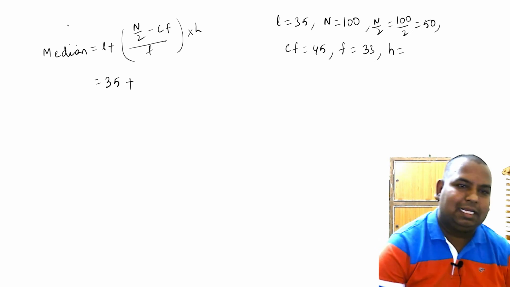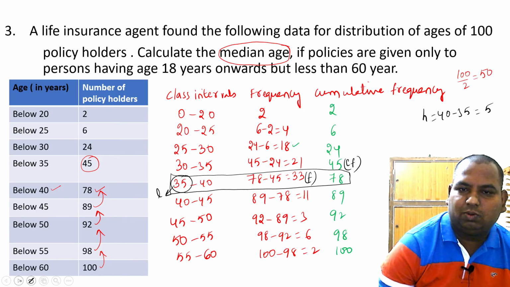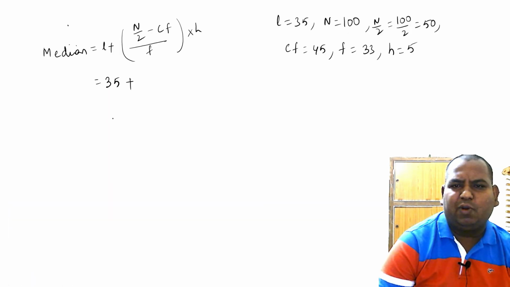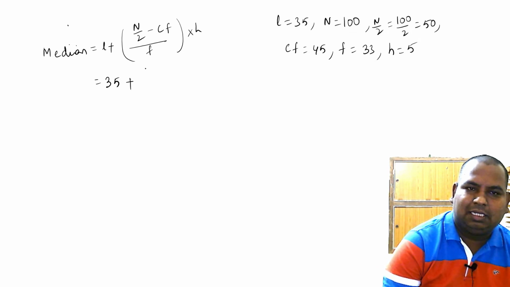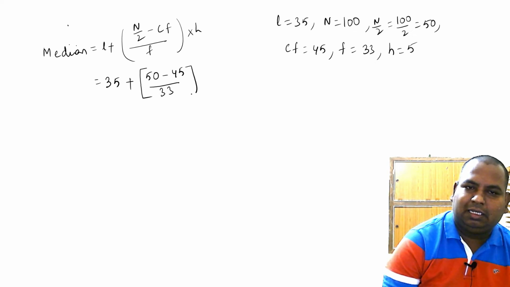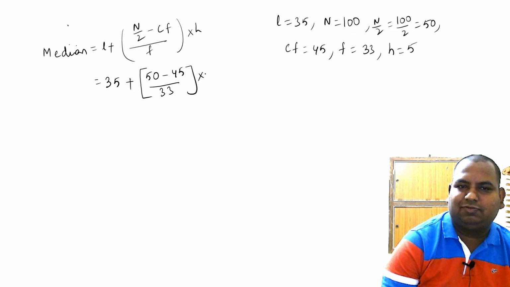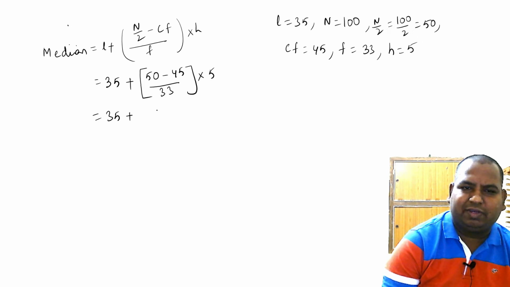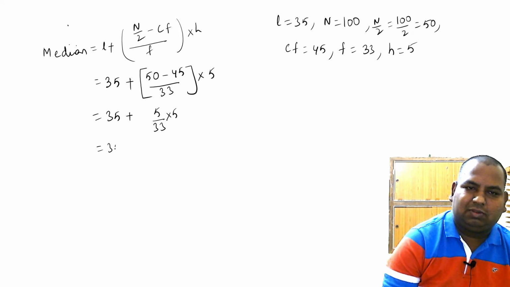H is the class size of the median class, which is equal to 5. Now we'll substitute the values here. 35 plus N by 2, which is 50, minus CF, which is 45, by F, which is 33, into H. H is 5. 35 plus 50 minus 45 is 5. 5 by 33 into 5, which is equal to 35 plus 25 by 33.